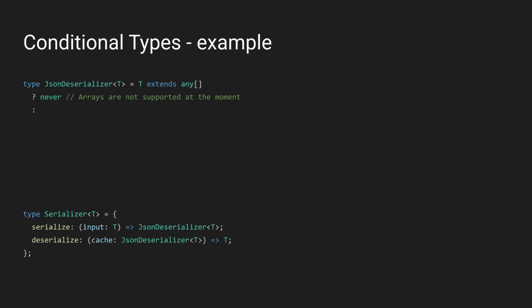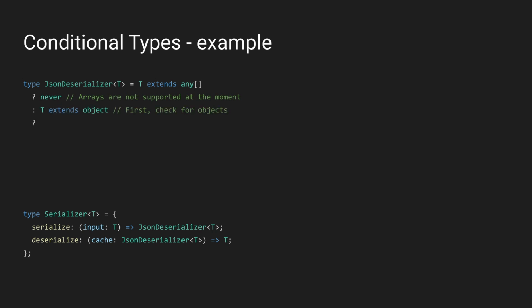We are creating a template called JSONDeserializer. It will accept a T type as an argument. Let's start by checking if T is an array. We use T extends any[]. For now, let's not allow arrays. They require some more advanced syntax that will be covered in advanced templates. For now, let's mark an array as unsupported by returning never if the condition is met.